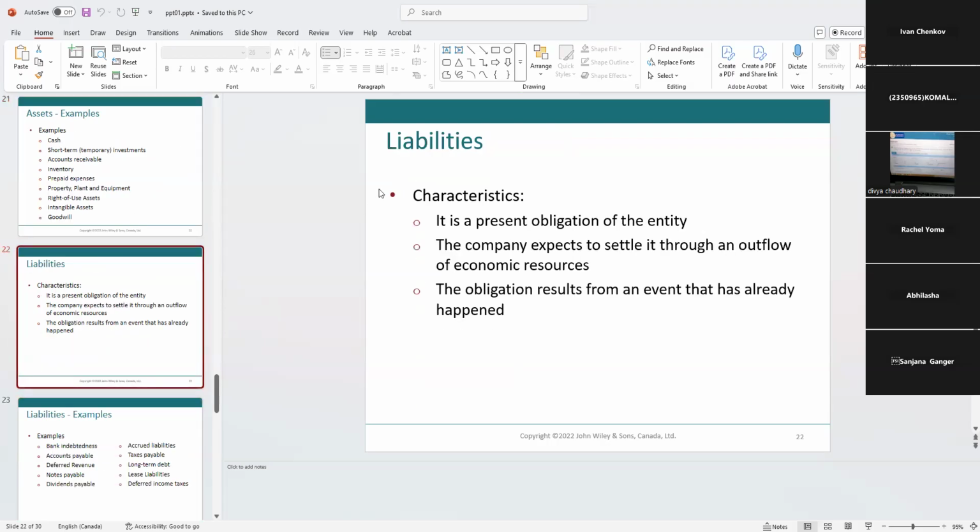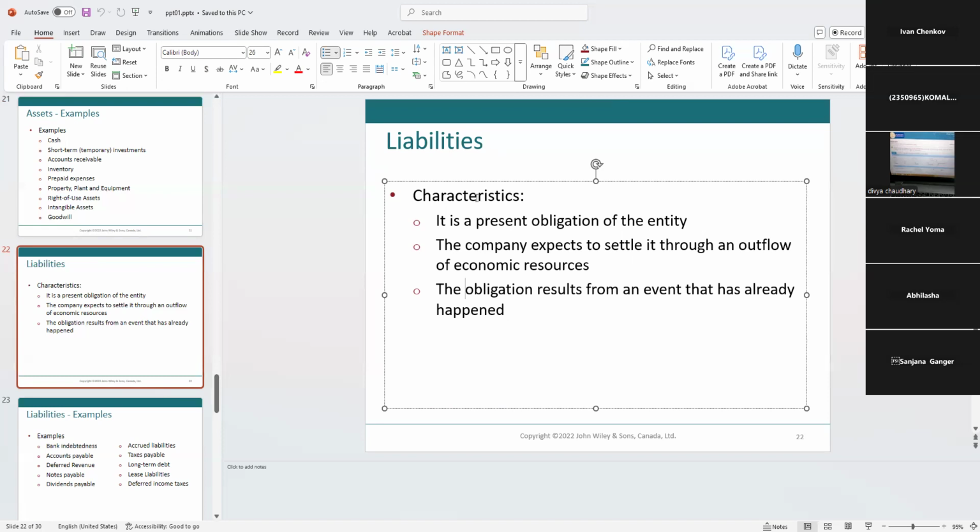Characteristics, what's the liability? In order to define the liability, I believe I showed you, we have to have a timeline. Once we have the timeline, we can define what the liability is. The liability is a present obligation. Today, I owe money because I did something in the past, for which I have to pay in the future.